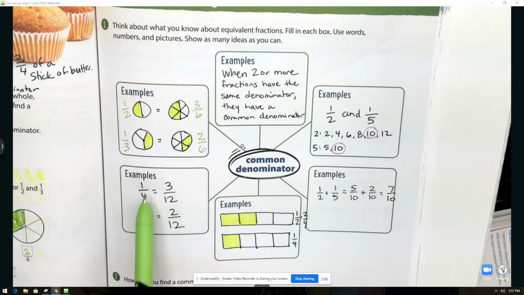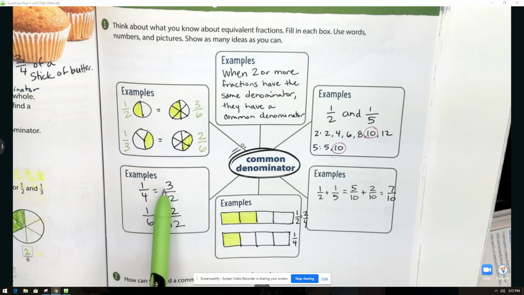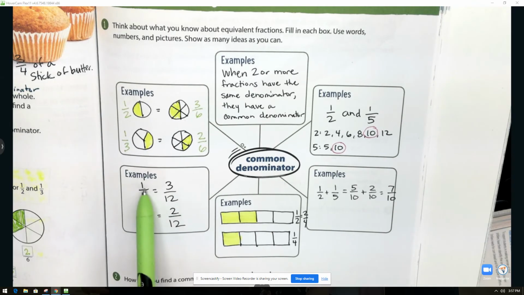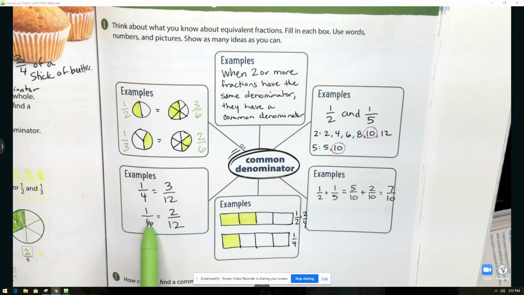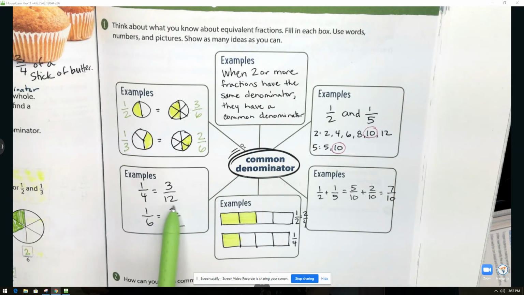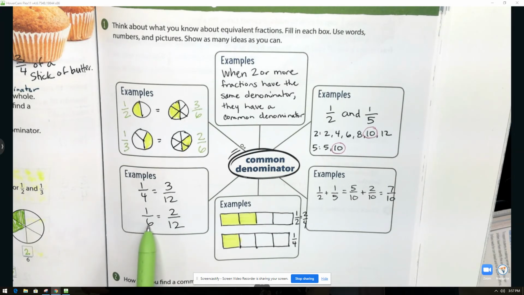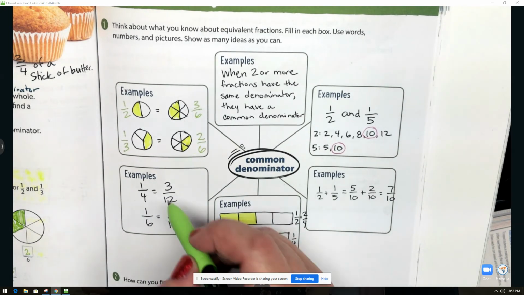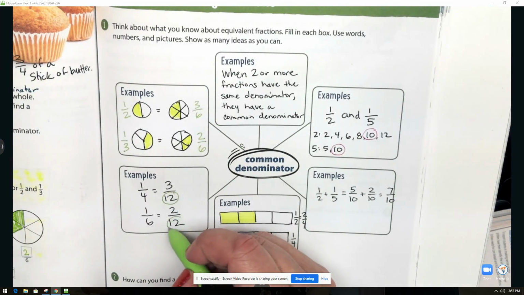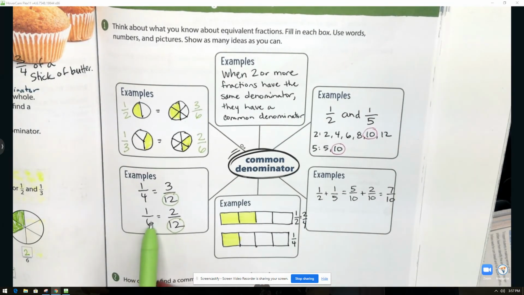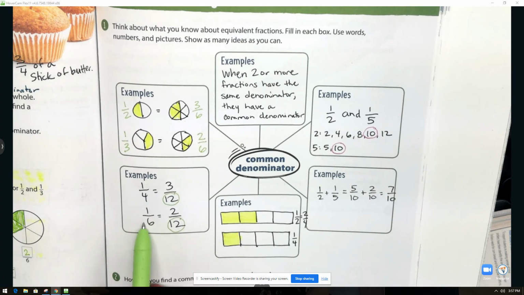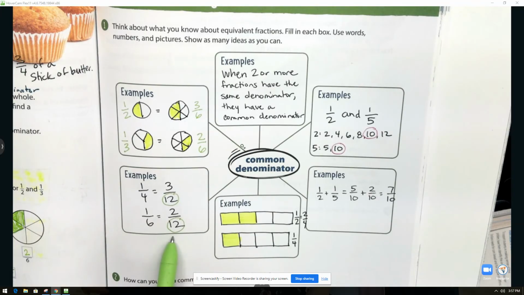Another example is 1/4 is equal to 3/12. If you multiplied both the 1 and the 4 times 3, you would get 3/12. 4 times 3 is 12. 1 times 3 is 3. 1/6 is equal to 2/12 because 6 times 2 is 12 and 1 times 2 is 2. So now if we wanted to, we could add these together because they both have a common denominator of 12. We could not have added 1/4 and 1/6 together because they do not have the same denominator. They have to be the same to add them.